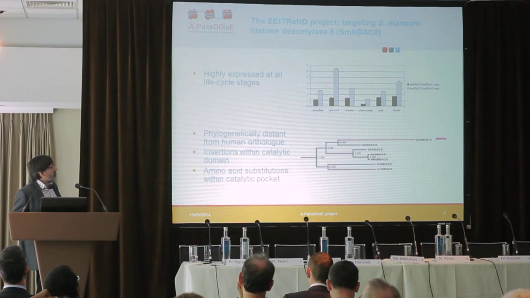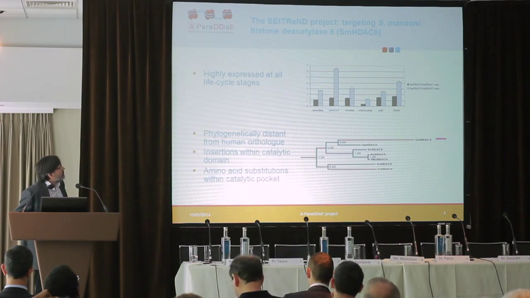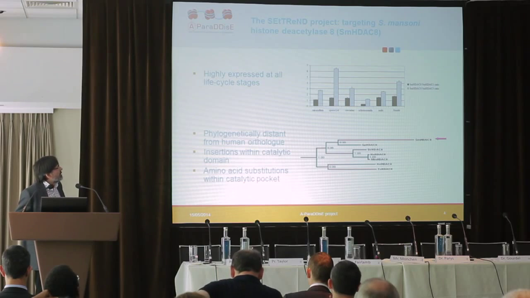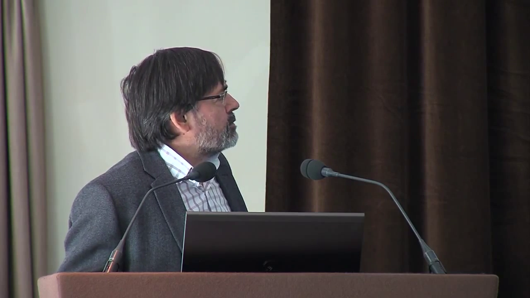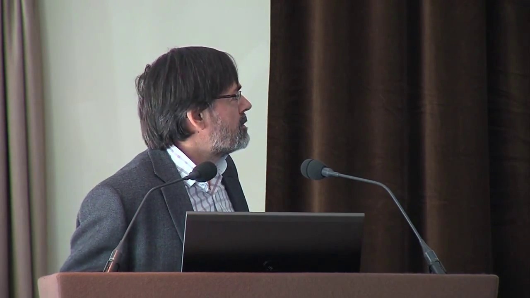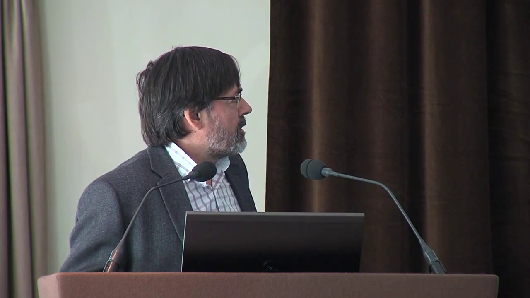These are just rather subjective views. It was highly expressed at all life cycle stages. The HDAC8 is not normally highly expressed in mammalian cells, only in cancer cells. And it was phylogenetically distant from the human ortholog and had different structural differences in the active site and outside it. So this looked to be an interesting target.